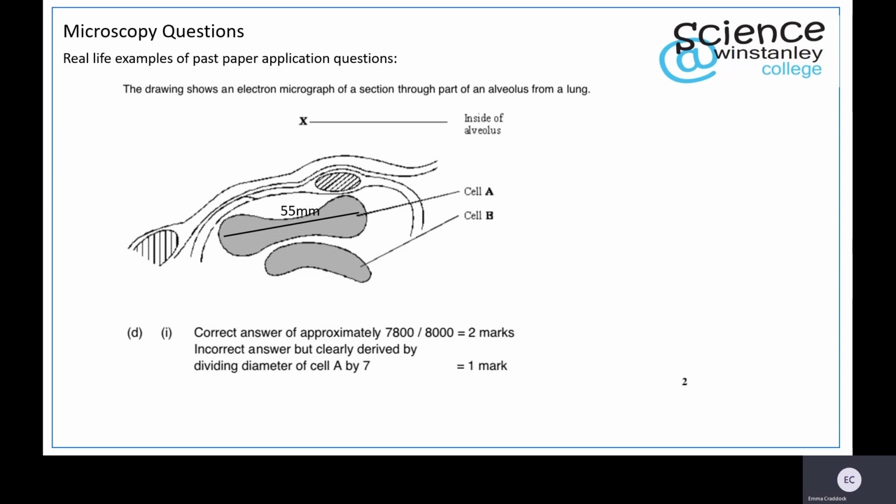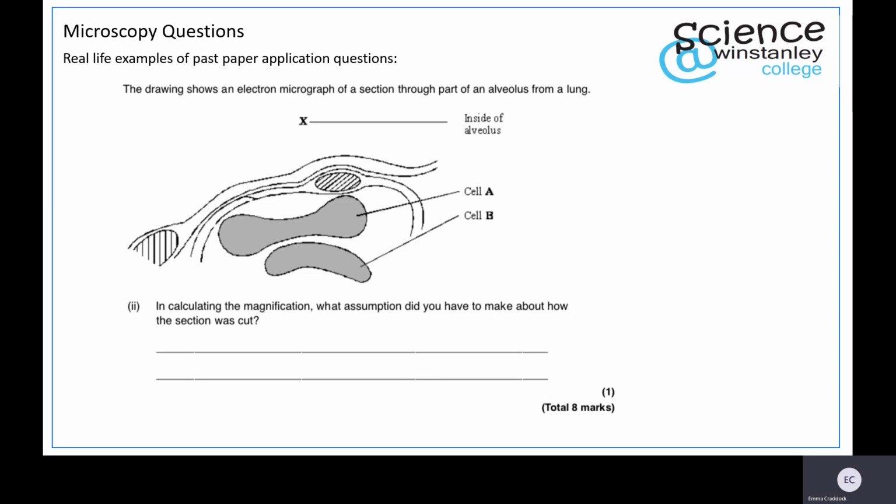You should have got an answer of 7,800 to 8,000. Okay, now this should have been achieved by doing 55 times 1,000, because you need to work it out in micrometers to get the magnification, and then do 55,000 divided by 7, which gets you just over 7,800. If you divide it by 7, you would have got a mark. So if you don't know what to do, if you measured it incorrectly, you would have got a mark. But you should have done 55 times 1,000, so you get 55,000 divided by 7.